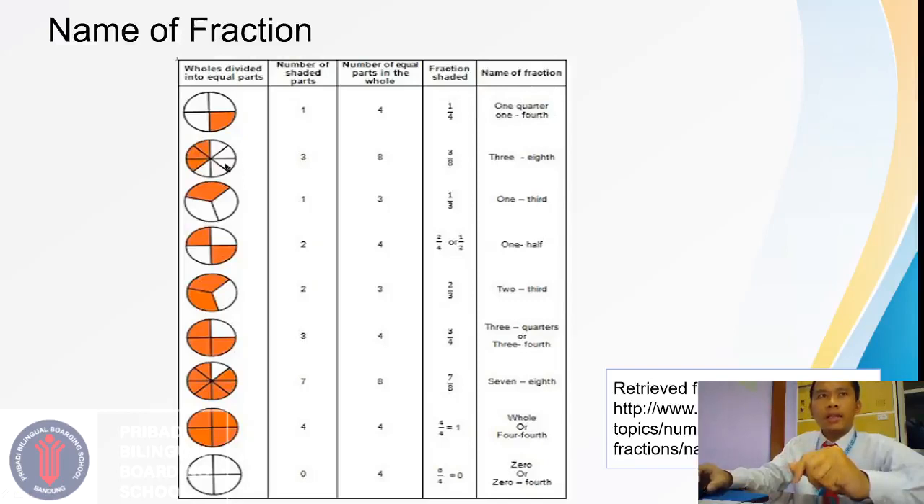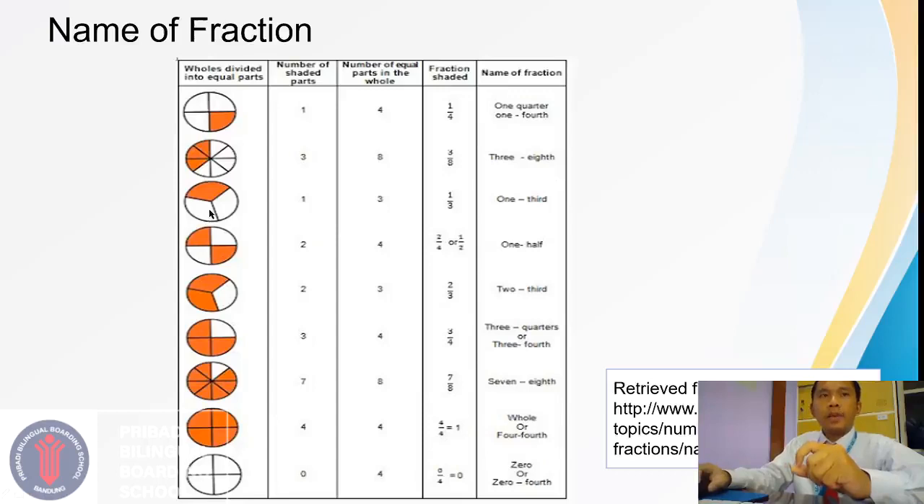Okay, let's see picture number 2. The number of shaded parts is 3: 1, 2, 3. And the number of equal parts in the whole, the total number of parts, is 1, 2, 3, 4, 5, 6, 7, 8. So there are 8 equal parts in the whole. So the fraction shaded is 3 over 8, or 3/8. The name of the fraction is 3/8.